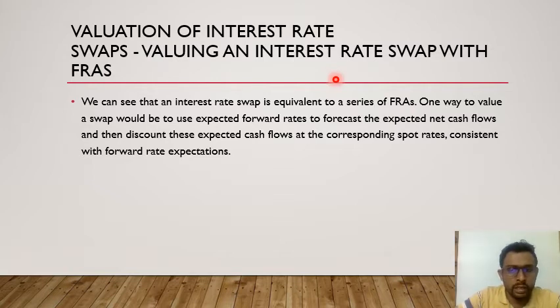A forward rate agreement is like a periodic settlement of an interest rate swap. In an interest rate swap also, we do the net settlement of what is in the market and what is agreed upon, the floating or fixed. The difference is net settled between the parties. So an interest rate swap can be viewed as a series of FRAs up to the maturity. One way to value the swap would be to use the expected forward rate to forecast the expected net cash flows and discount these expected cash flows at the corresponding spot rate consistent with forward rate expectations. So that's what we are going to do when we value an interest rate swap with FRAs.